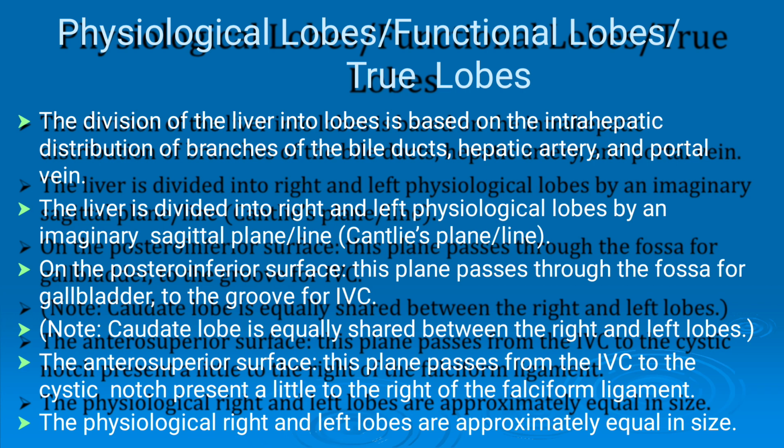On the anterosuperior surface, this plane passes from the inferior vena cava to the cystic notch, present a little to the right of the falciform ligament. The physiological right and left lobes are approximately equal in size.